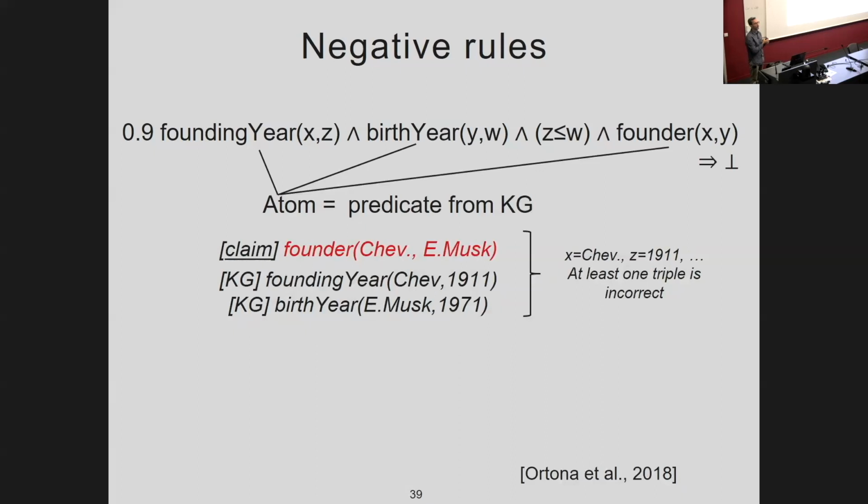So we have evidence that this strong rule is telling us that the founder cannot be Elon Musk. Okay? Yes? How do you extract entities and relations, because you're coming from natural language text? How do you extract entities and relations accurately from the natural language? And how do you build this correspondence, say the predicates to the knowledge graph?